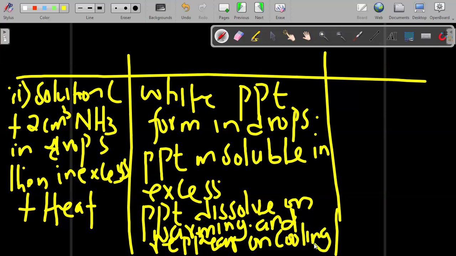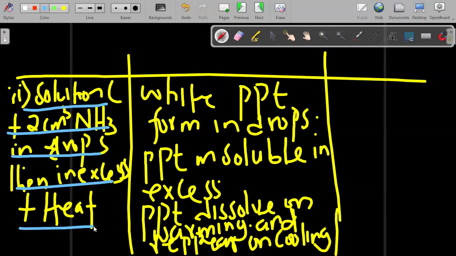You see that? So for each of the statements, I make a case for them. Solution C plus sodium hydroxide in what? In drops. Look at the case: why PPT form in drops? I make a case for that. Then in excess, I also make a case for it: PPT insoluble in excess. Plus heat, I make a case for it: PPT dissolve on heating, on warming, and reappear on cooling. Are you getting it? You have to make a case for each of them.